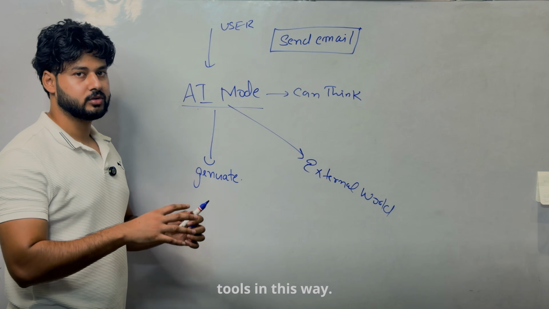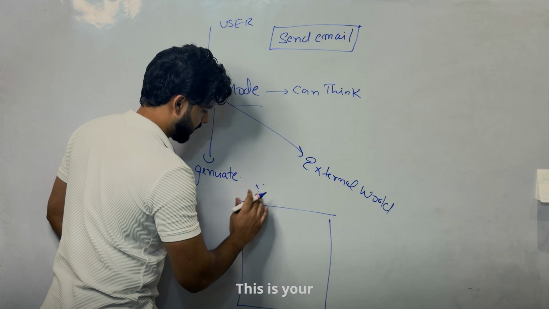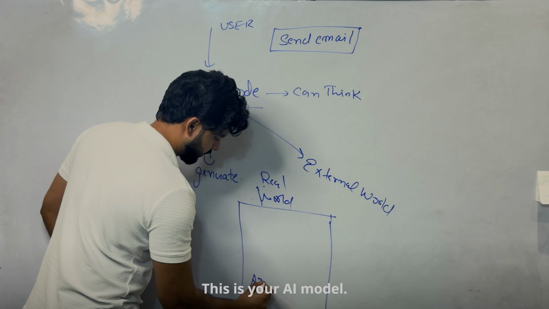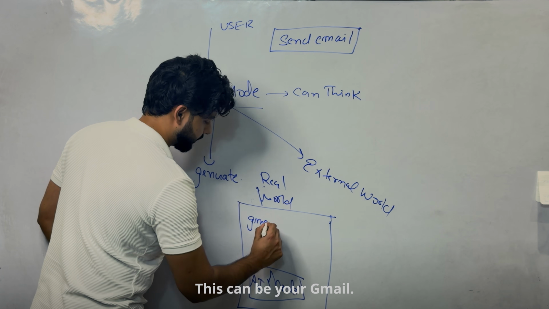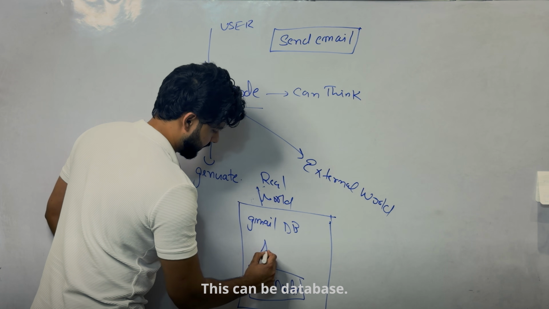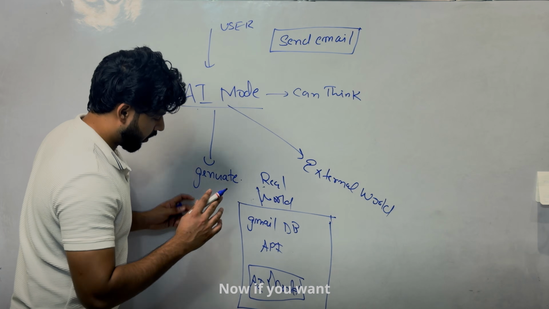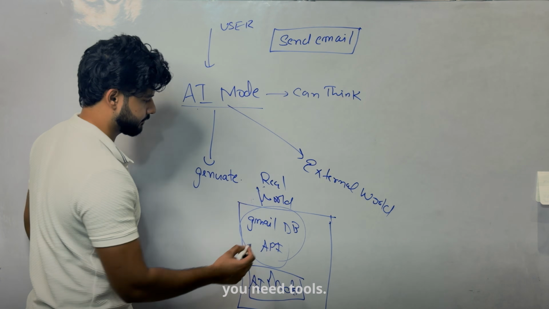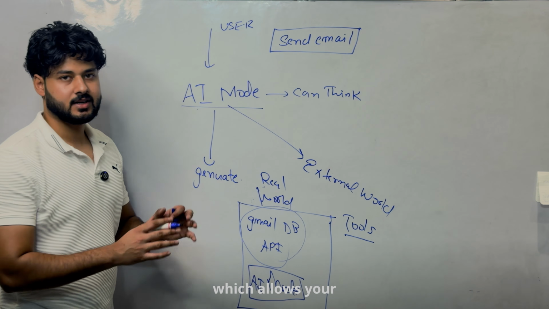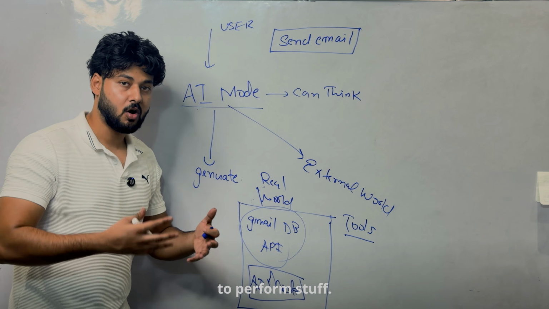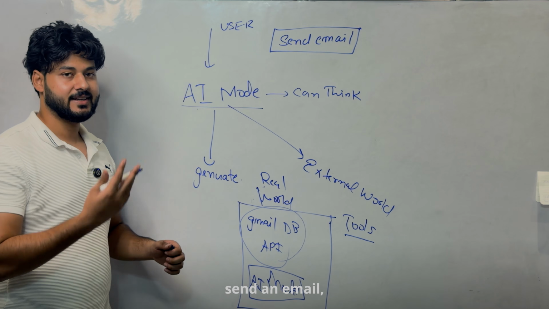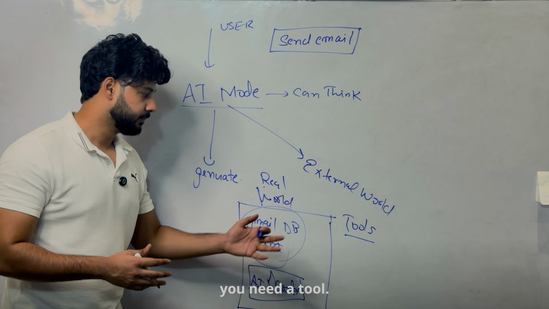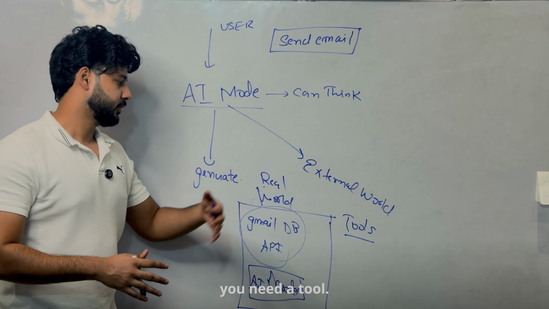Think of tools in this way. This is your real world. This is your AI model. This can be your Gmail. This can be a database. This can be an API. If you want to connect this AI model with these things, you need tools. Tools are something which allow your AI model to perform stuff. If you want to send an email, you need a tool. If you want to execute on the database, you need a tool. If you want to call an API, you need a tool.